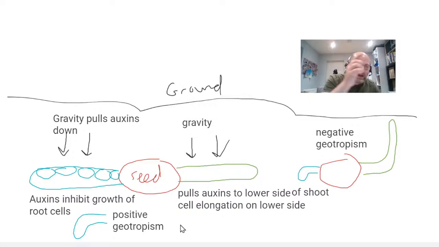I've done menstrual and classification earlier. You can rewind the stream for those. Yeah, inhibit means stopping it growing.